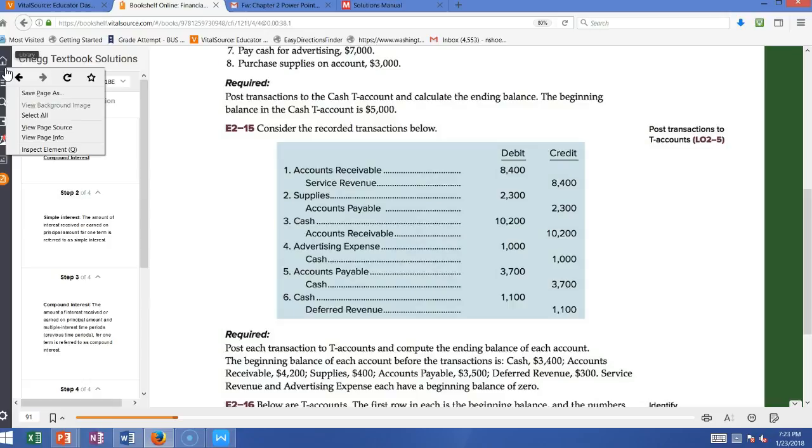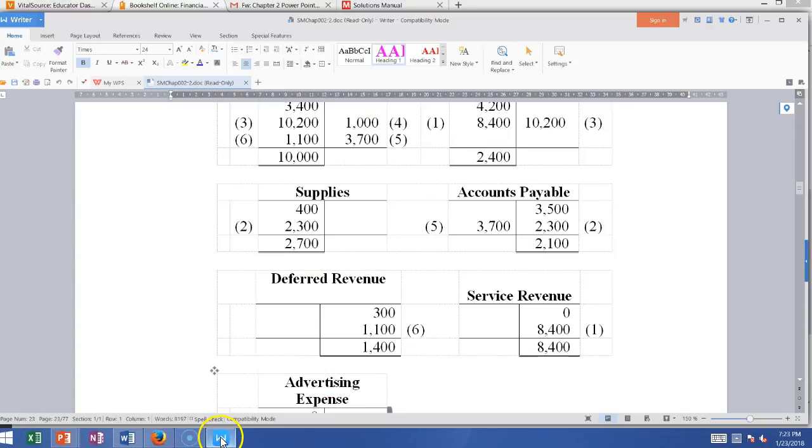So, what do you think happens there, guys? We purchase supplies on account. So, we're going to go and show number 2, supplies gets debited here. And do you see how our accounts payable here gets credited for $2,300? Make sense? Supplies gets debited, accounts payable gets credited, $2,300.